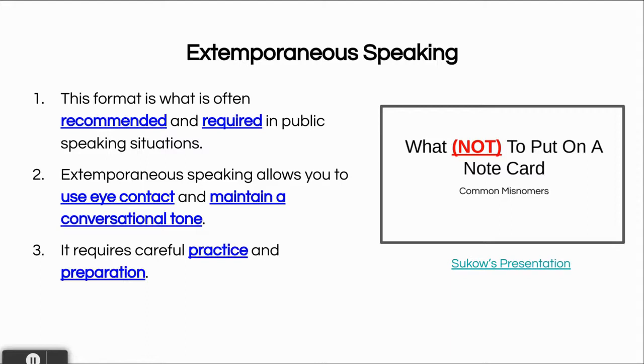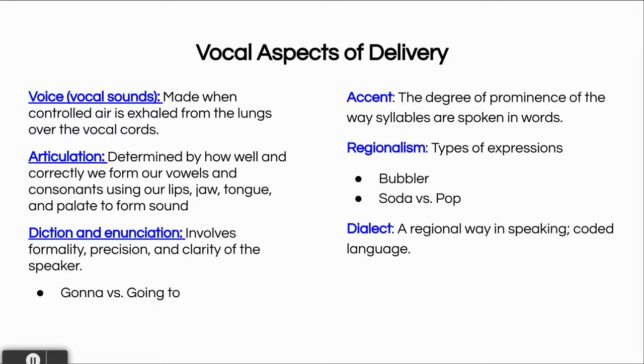Now, when you're speaking extemporaneously, that means 80 to 90% of the time you are looking directly at your audience. You're not looking at your note cards. And this format is what's recommended and often required in public speaking situations. Extemporaneous speaking allows you to use eye contact and maintain that conversational tone. It also requires a lot of practice and a lot of preparation.